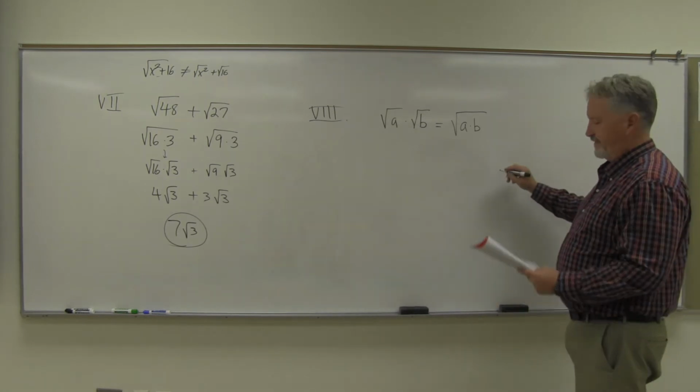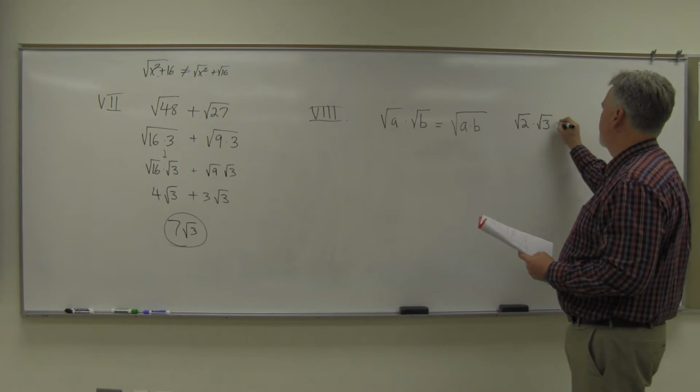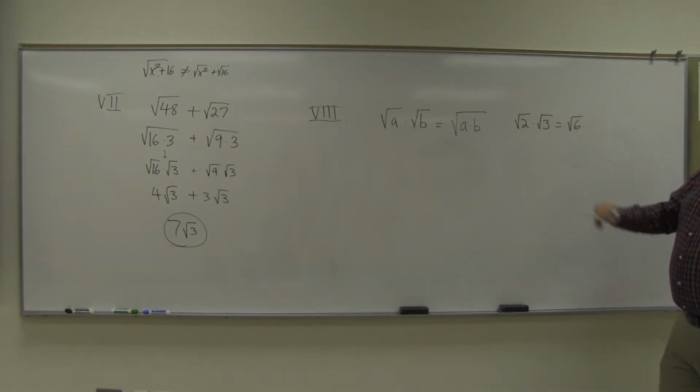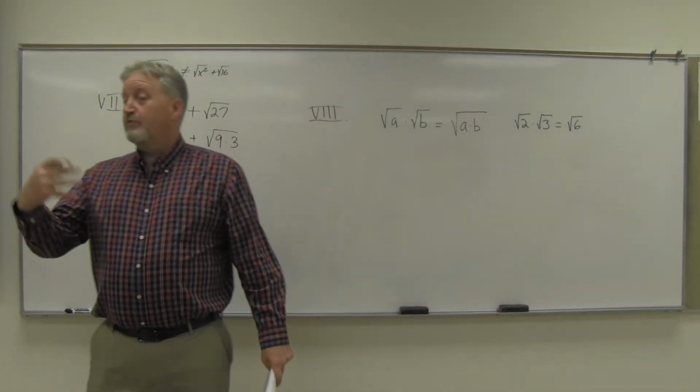So let me just do a couple of examples here. So square root of 2 times square root of 3, what do you got? Square root of 6, okay? So you don't have to have the like radicals on these because we're multiplying.